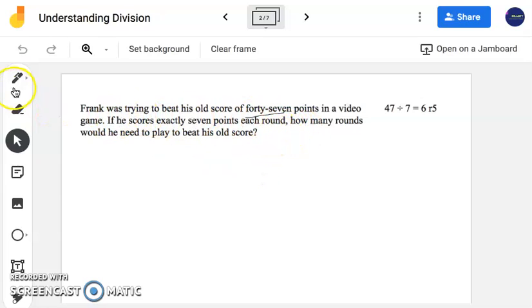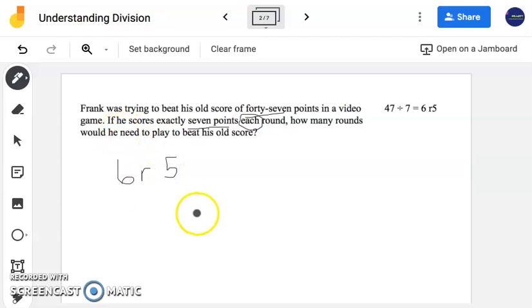So notice in this problem here, it says Frank was trying to beat his old score of 47 points, that's my dividend, my whole amount, in a video game. If he scores exactly 7 points, that's my divisor, each round, keyword for division, how many rounds would he need to play to beat his old score? So my answer here is 6 remainder 5. Let's see what that answer really means to us.